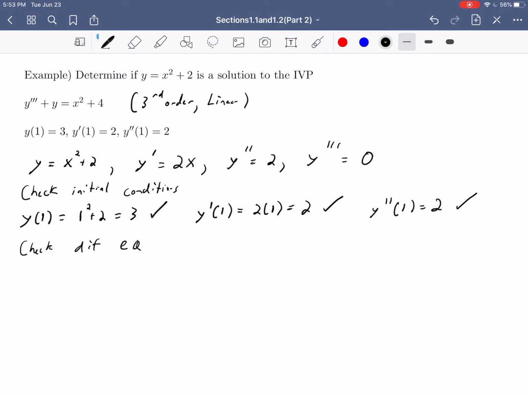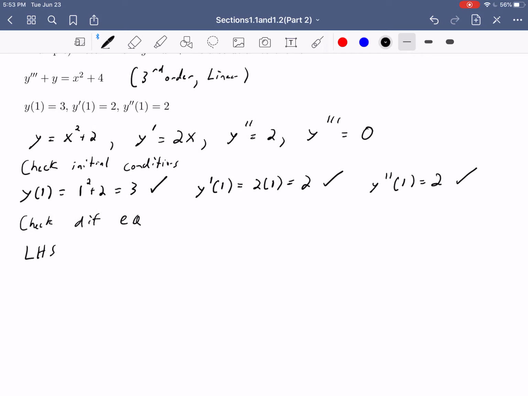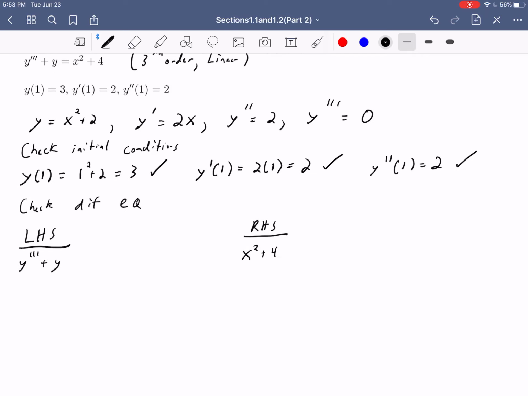This is where we want to use that left-hand side, right-hand side approach. So the left-hand side is y triple prime plus y, and of course the right-hand side is just x squared plus 4. So let's plug in, right? Y triple prime is supposed to be 0. So we get 0 plus, and y is x squared plus 2. So we get x squared plus 2, and of course we have x squared plus 4 here.